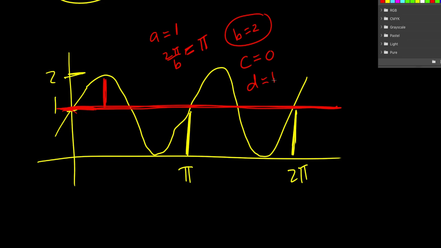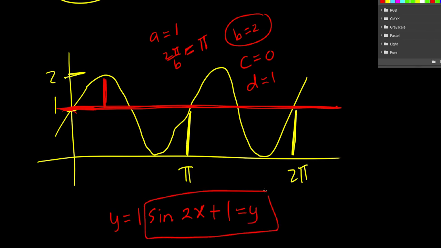And so if we just fill out that equation from the beginning of this video, we end up with y equals 1 sine of 2x plus 1. And then we don't really need that 1. So if we just put a y right here and put this around it, that would be our answer.